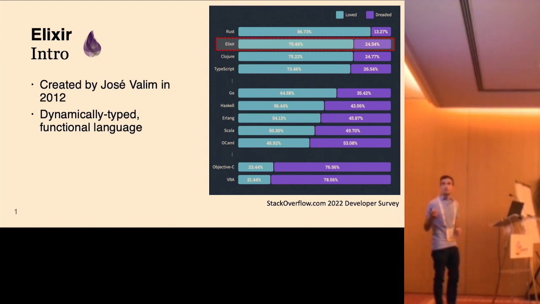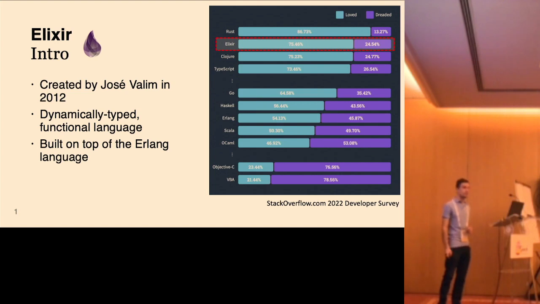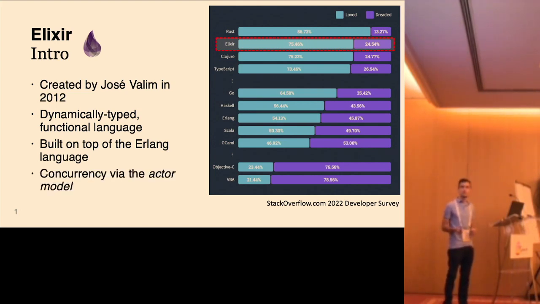Elixir is a dynamically typed functional language. It is built on top of the Erlang ecosystem, so because of this, it can make use of features provided by Erlang. One of these is concurrency via the actor model. That means that Elixir can spawn processes, and each process can talk to another via message passing. Since actors are very lightweight, you can have thousands of them running at the same time.